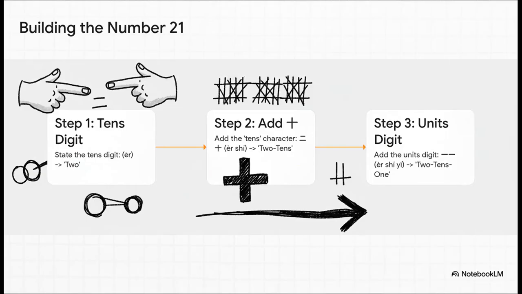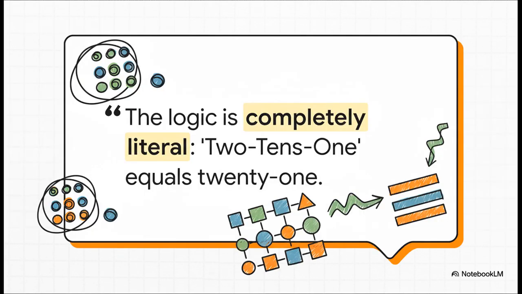The way this is constructed is it's beautifully straightforward. So step 1, you state the tens digit. In this case, it's 2, which is er. Step 2, you add our groups of 10 character, shi, to get er shi, which we know means 2 tens. And finally, for step 3, you just tack on the units digit, 1, which is yi. You put it all together, and what do you get? 2 tens, 1.